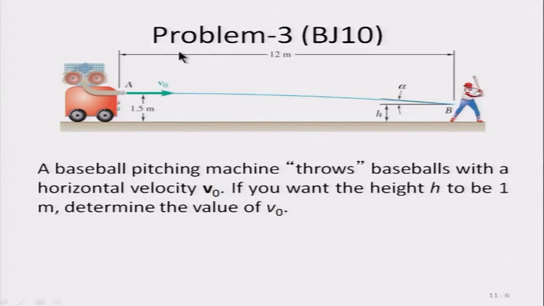What is asked is that it wants to travel a distance of 12 meters. So at what horizontal velocity V naught should this be thrown so that the batter can hit it at a distance of 1 meter from the bottom? Very simple problem. Let us have a go at it.